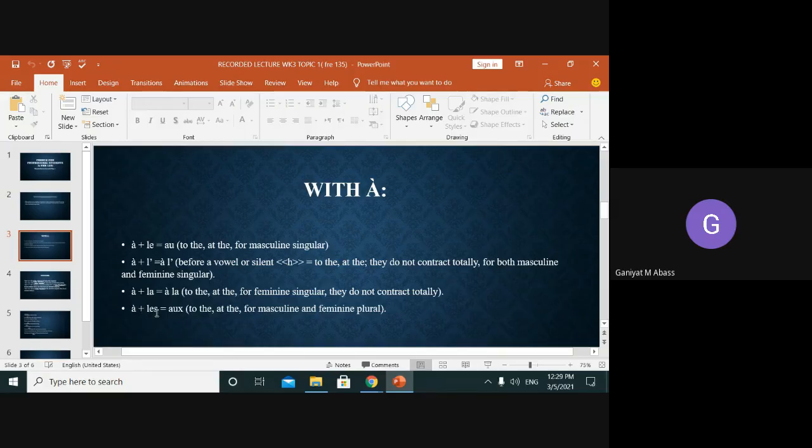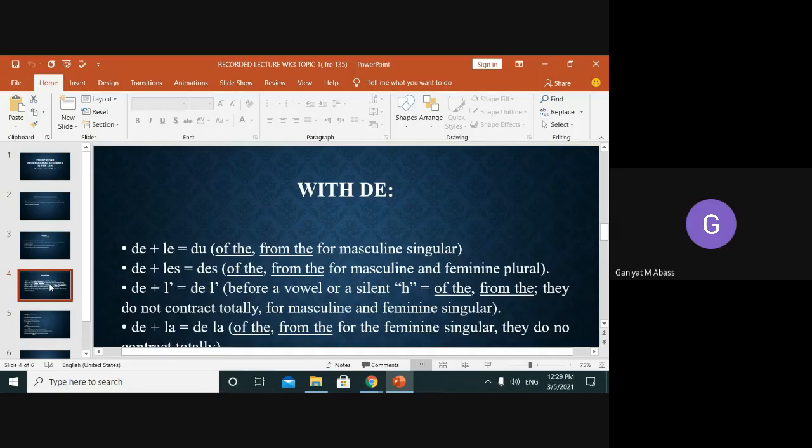Okay, à plus les. Now we're talking about the plural form. Les, the plural form of the definite article. It gives you aux, okay, which means what? To the, at the, for masculine and feminine nouns. Okay, we are going to see how they are used in different sentences very soon.